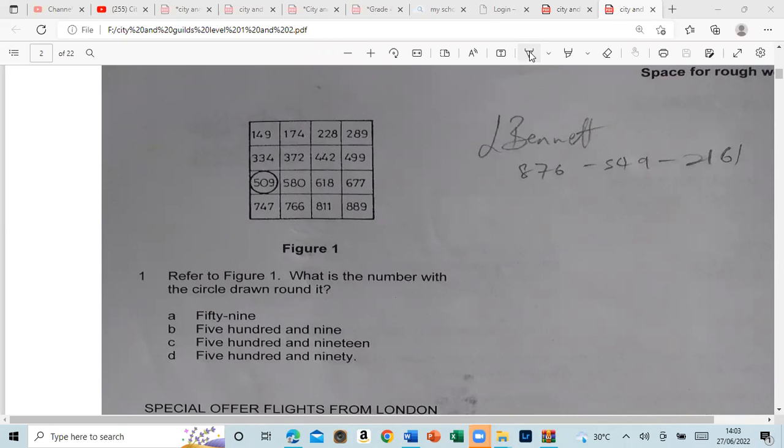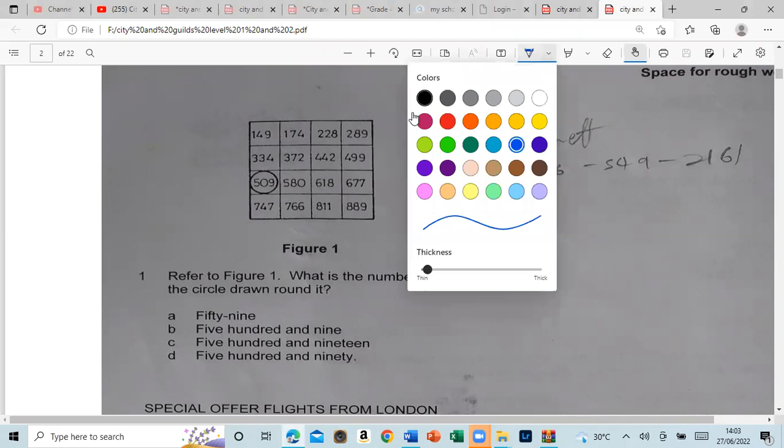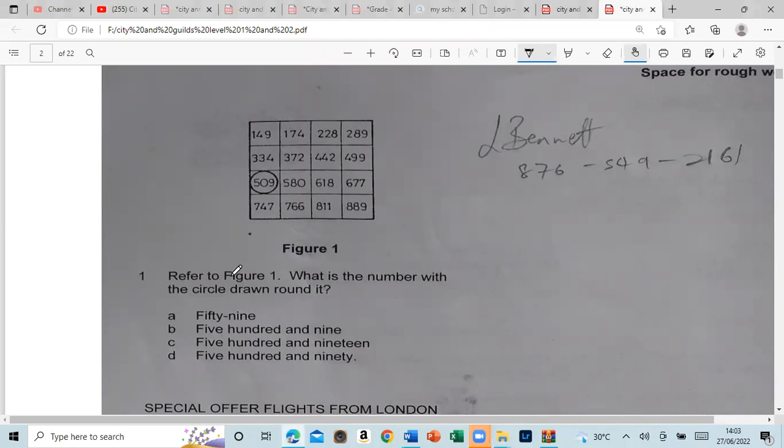All right, so let's go. Maths. Refer to figure 1. What is the number with the circle drawn around it? So that's 509. So let's see, 519, 590, 509. So that's P. All right, let's move to 2.